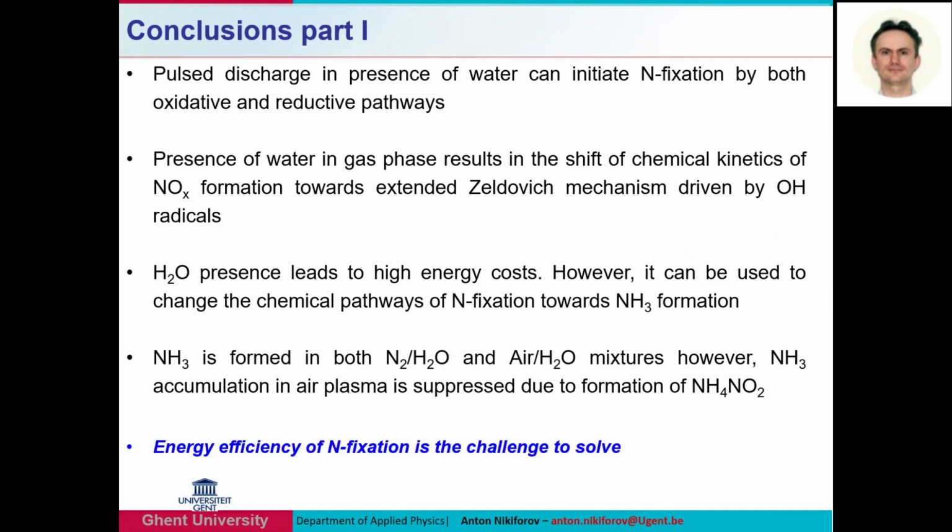What we found from our work is that pulse discharges in the presence of water can initiate nitrogen fixation. And we can do it by both an oxidation pathway and a reduction pathway. We can shift the chemical kinetics into the extended Zeldovich mechanism. So we can push our plasma to do either oxygen-nitrogen chemistry or OH-nitrogen chemistry. By this, we can fix nitrogen, and we can even form ammonia products. However, the biggest challenge to solve is the energy efficiency of nitrogen fixation. This is still not solved, and we are still working on optimizing the system to reach lower energy costs and higher energy efficiency.